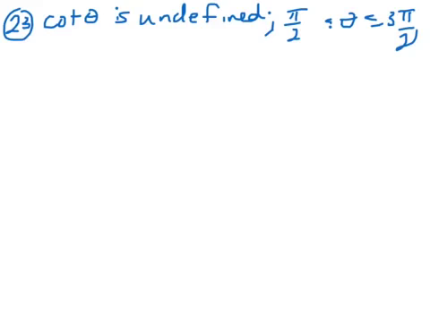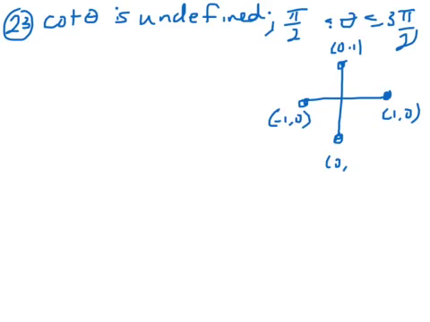Okay, problem number 23 is the same type as we did in problem number 19, but it says the cotangent is undefined. Anytime I see something that has 0, 1, or undefined in it, I'm pretty sure I'm not looking at 30, 60, 90s or 45, 45, 90s. I want to go to my unit circle and think about these points here. Let me go ahead and fill them in. So 0, 1, and 0, negative 1.